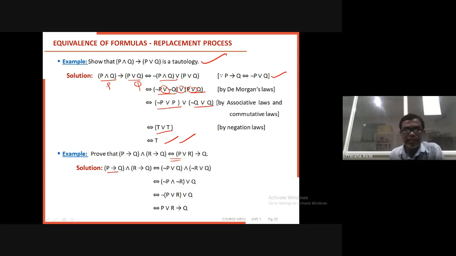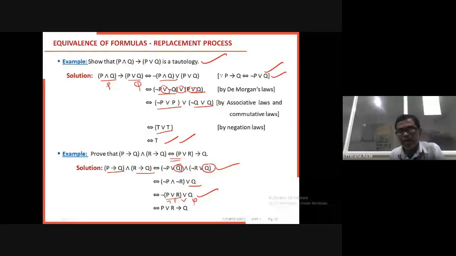Now see here another example: P implies Q and R implies Q. So the implies formula, I can apply this formula once again: negation P ∨ Q and negation R ∨ Q. Here, if you see, the Q is the same in both. So negation P and negation R, then Q. It can be negation (P ∧ R) ∨ Q, so that (P ∧ R) implies Q, I can write like this. That is the equivalent formula we need to get. Like that I can derive.